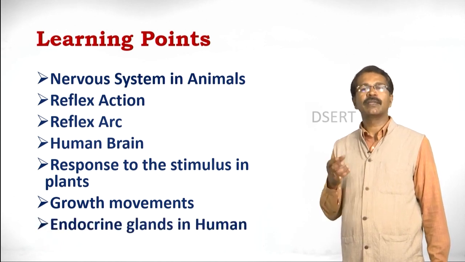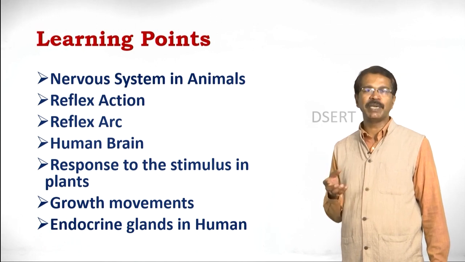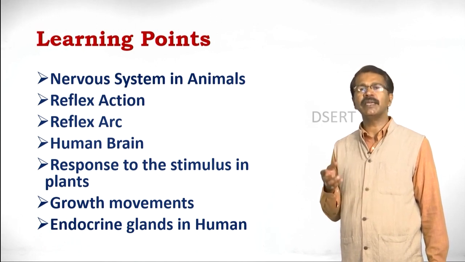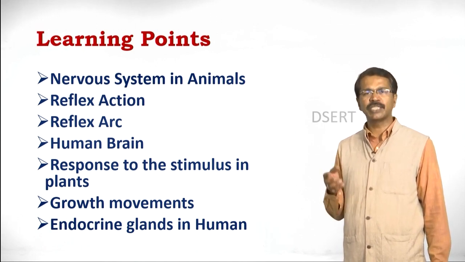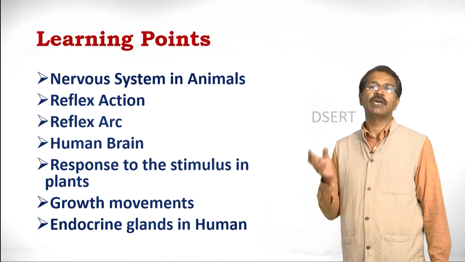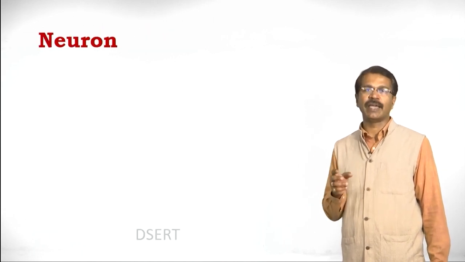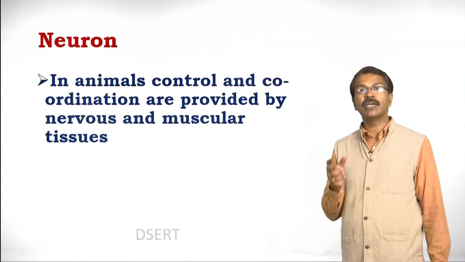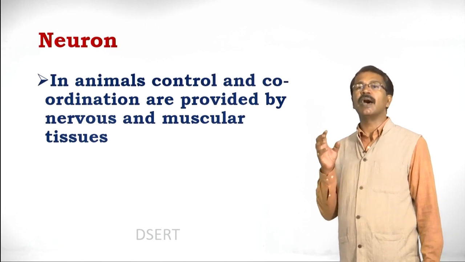And lastly, the endocrine glands in human beings. In human beings, there are many endocrine glands which secrete hormones, and these hormones perform specific functions. All those functions we will revise. And next comes the nervous system in animals.